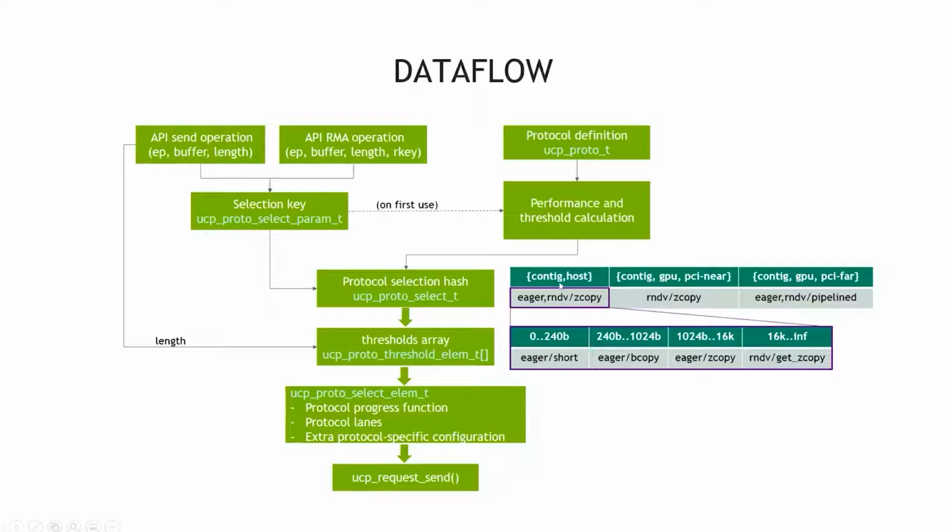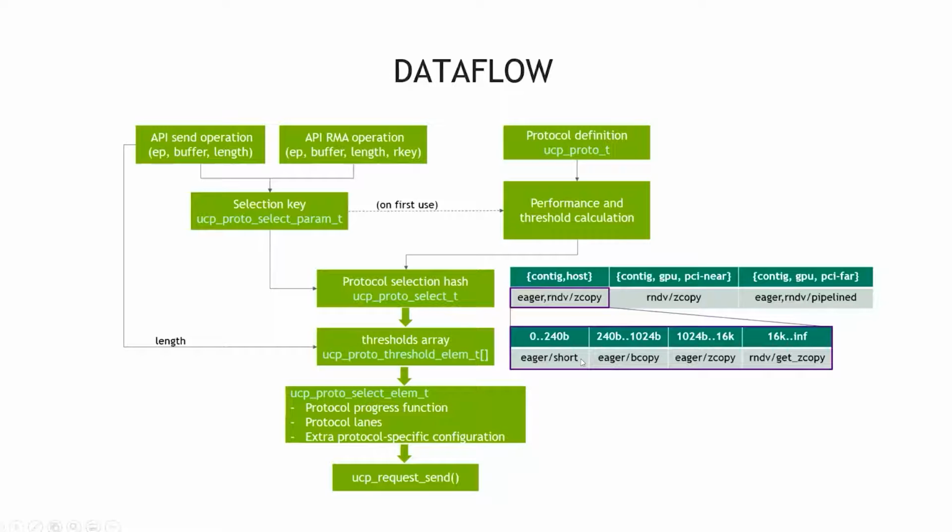So after we have this hash table, we look it up using the select param, and then we get a list of thresholds, which is called in the code threshold LMT, an array of those. Let's say, for example, that up to 240 bytes we use short, up to 1K we use bcopy, and so on. And then we look up the message size in that array, and as a result, we get the protocol.